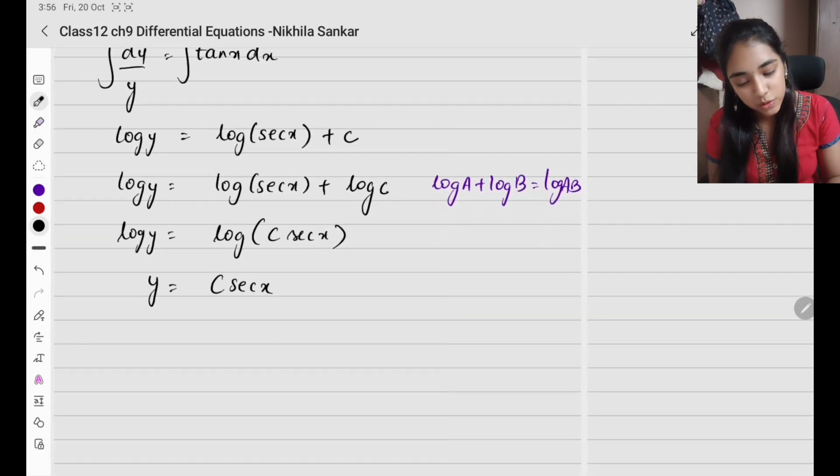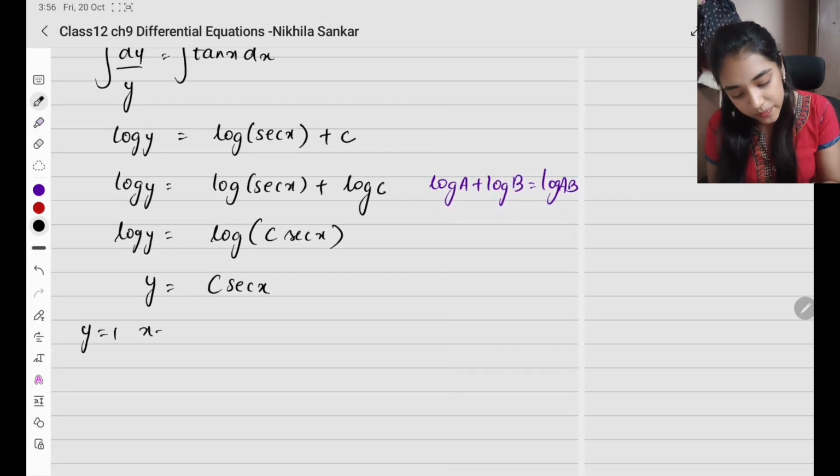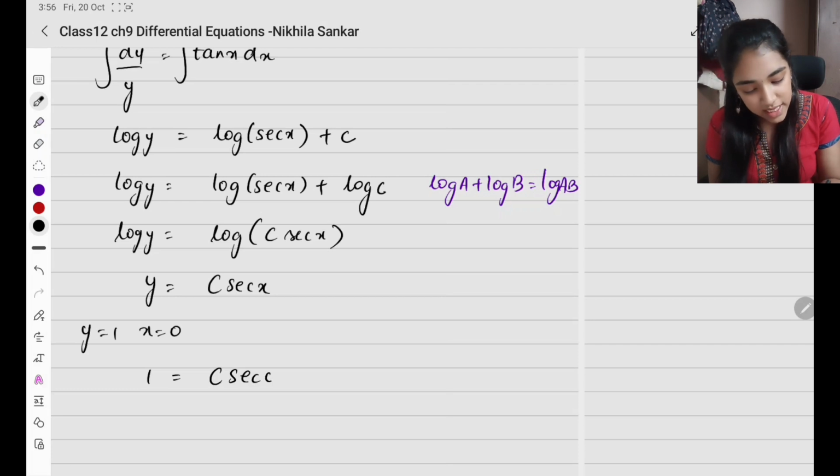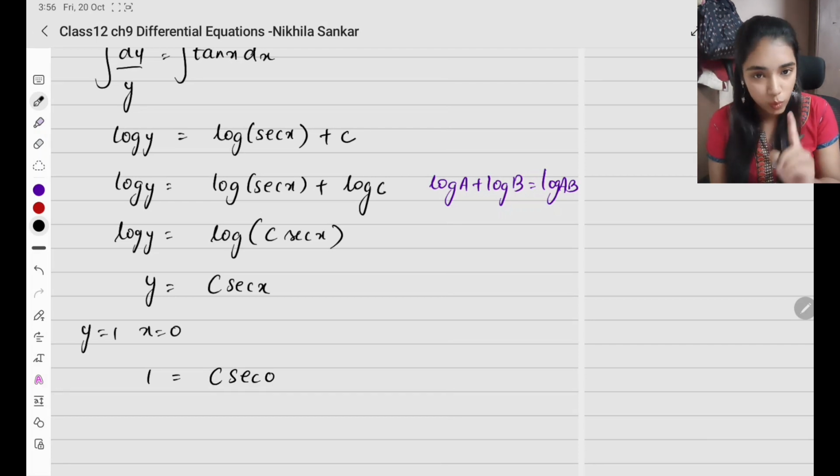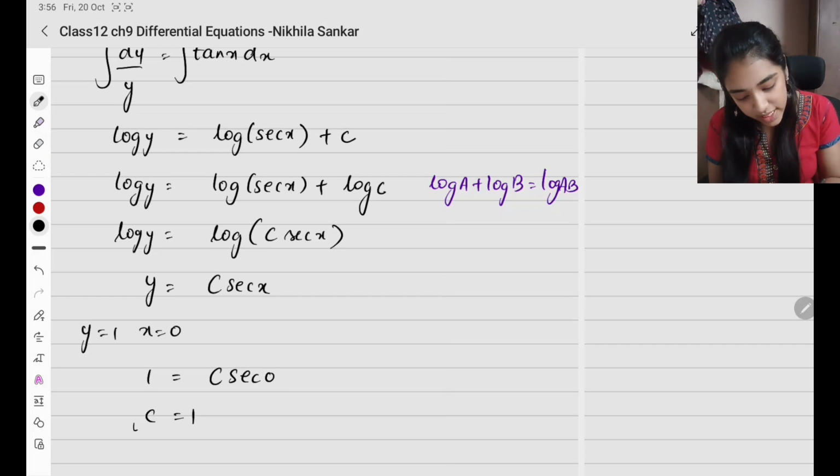Now, have they given values for y and x? So I have y equals 1 and x equals 0. If I substitute this, 1 equals c times secant 0. What is cos 0? 1. What is its reciprocal? 1. That's all. Simple. So you have c equals 1.